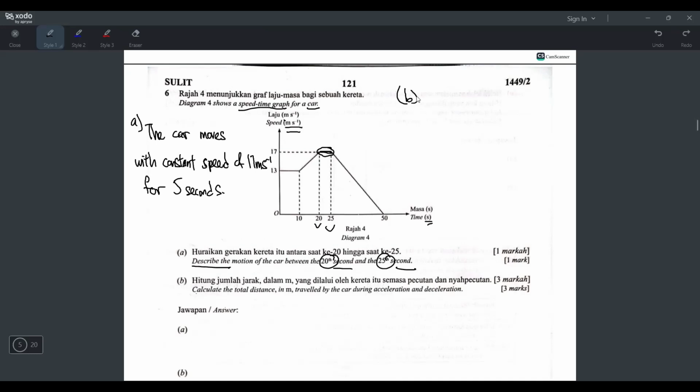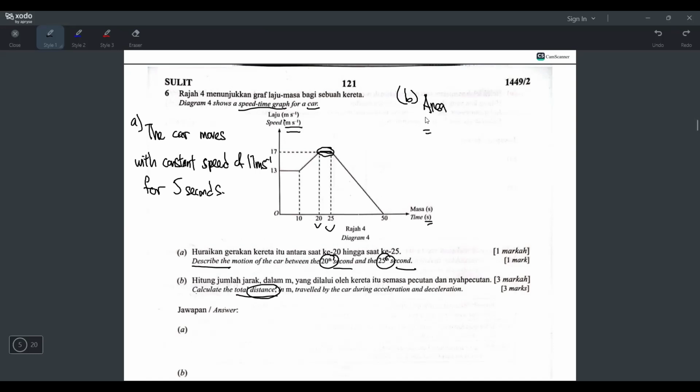Okay, so let's do B. Calculate the total distance. The moment I see this word, I will immediately write the word area here. Because I told you in the beginning already, for a speed time graph, how do you find the distance? You can use the area to find distance. Yeah, for a speed time graph, if you want to find distance, you use the area.